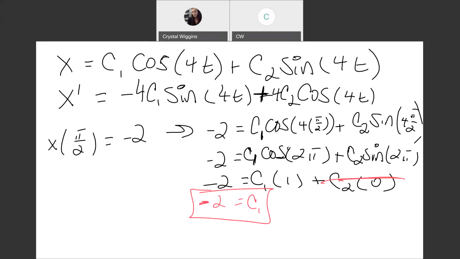Now, this is exactly why we were given an initial value for the first derivative, because we cannot get c2 from this initial value from the original function. It disappears when we put in our values. So now let's use the first derivative and calculate c2. So let me make a note here that we found that c1 is equal to -2. Now let's take a look at the derivative and solve that one.